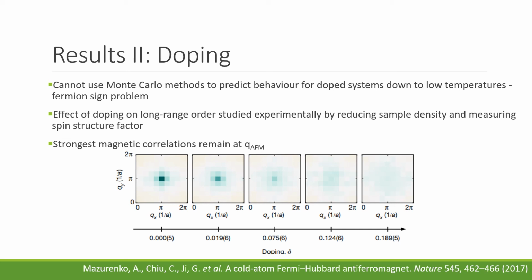So we're able to use Monte Carlo methods to predict behavior for half-filled systems down to very low temperatures, but this isn't possible when you dope away from half-filling. This is because the fermion sign problem scales exponentially with inverse temperature. So instead, the effect of doping on long-range order was studied experimentally by reducing the sample density and measuring the spin structure factor. So this plot here is of the spin structure factor, and again you can see at QAFM we've got a strong peak there.